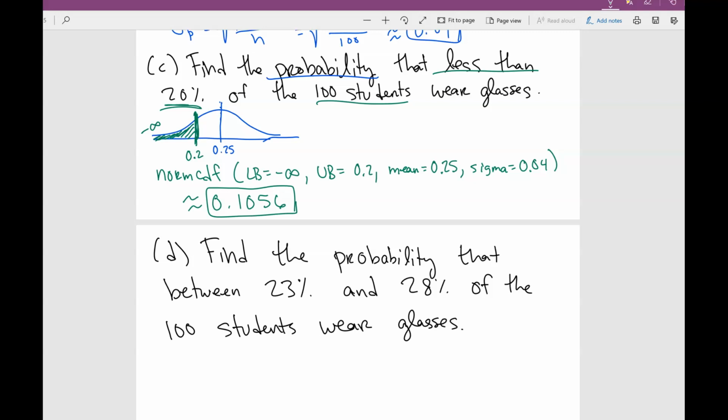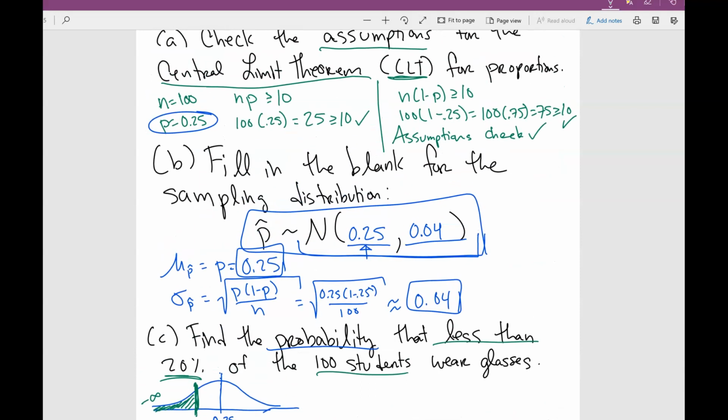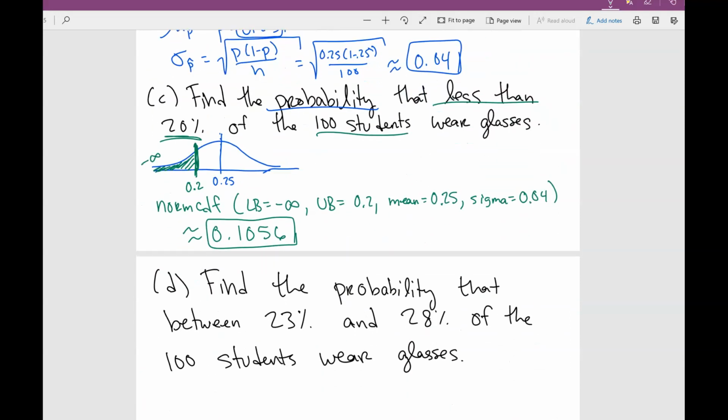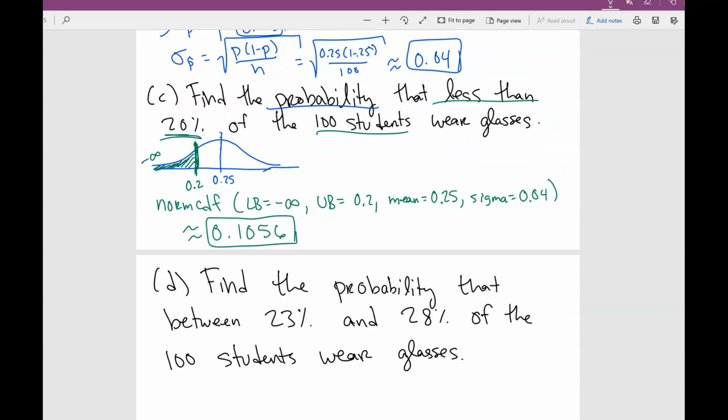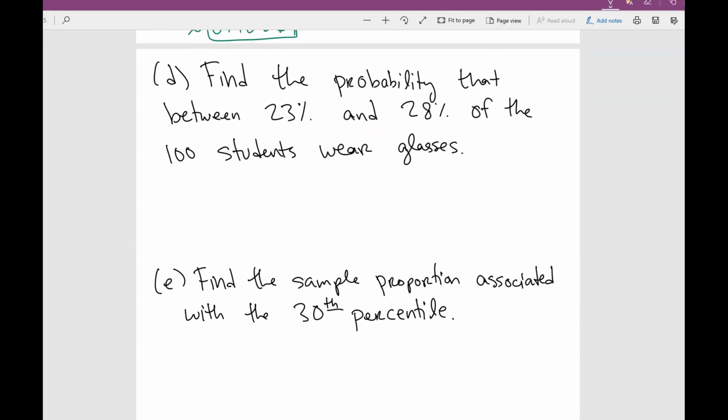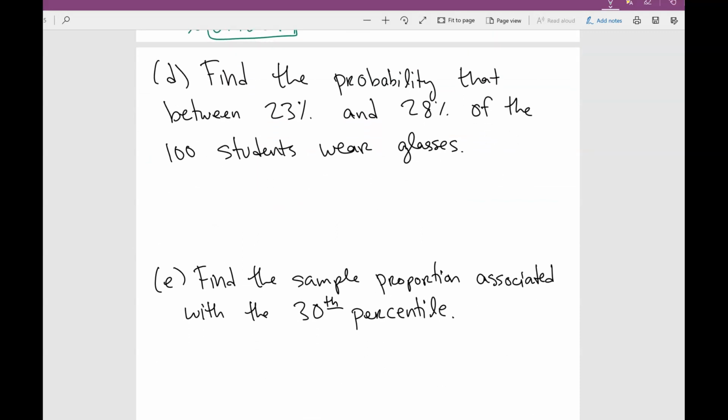Okay, so everything is just the same. The only thing that was different was just these two parts. But everything afterwards is just exactly the same because we've already done problems that deal with the normal distribution. Okay. Part D, find the probability that between 23% and 28% of the 100 students wear glasses.